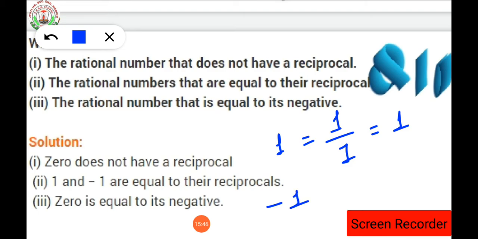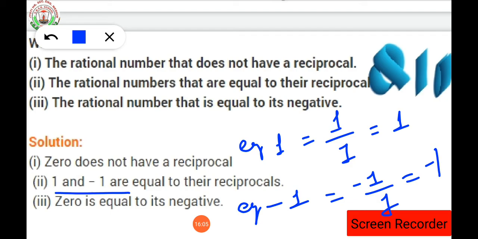Now suppose minus 1 we are having, if we are taking here as an example explanation. So minus 1 reciprocal will be minus 1 upon 1. So that exactly comes minus 1. Okay, that's why we can say that the rational numbers that are equal to their reciprocal are 1 and minus 1. Clear?